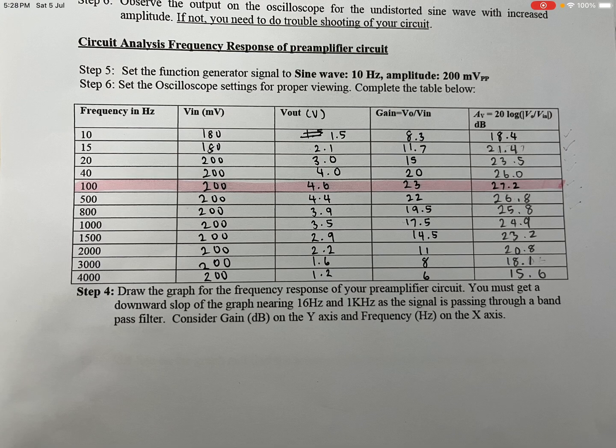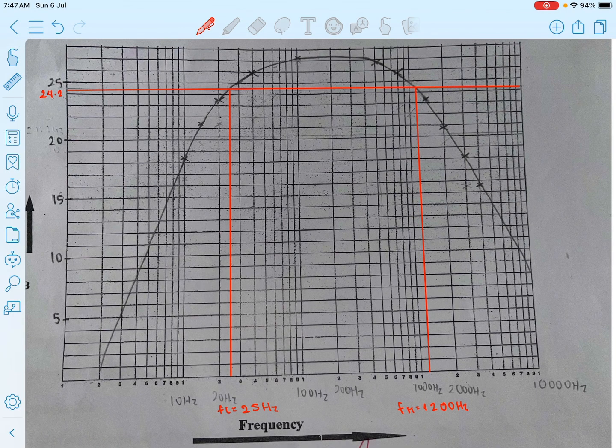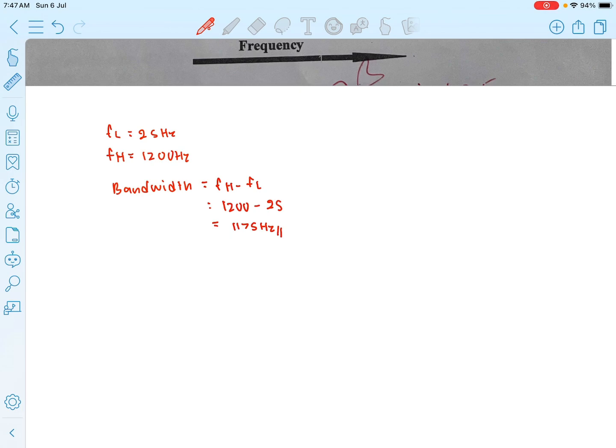Based on my readings for the amplifier in stage 1, we can see as the frequency increases, the gain will also increase until its maximum of 23 at 100 Hz as calculated earlier on. Frequency more than 100 Hz will cause gain to decrease. Gain at 23 will be at 27.2 decibels. Based on the frequency response curve, the negative 3 decibel line will be at 27.2 minus 3 equals 24.2 decibels. So the low frequency will be at 25 Hz and the high frequency will be at 1200 Hz. Therefore, the bandwidth will be 1200 minus 25 equals 1175 Hz.